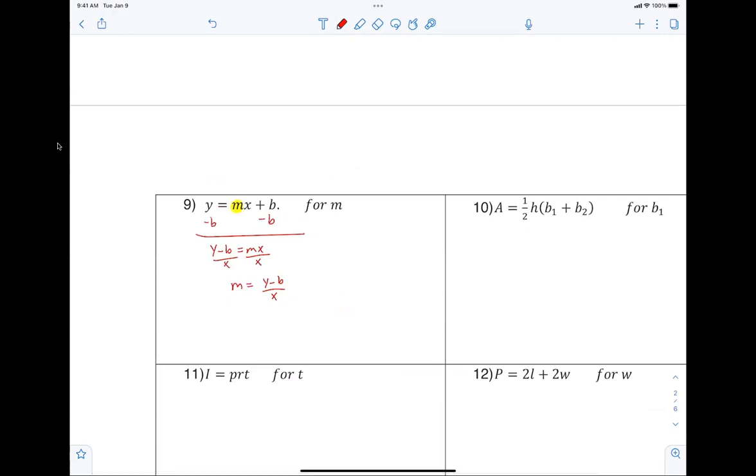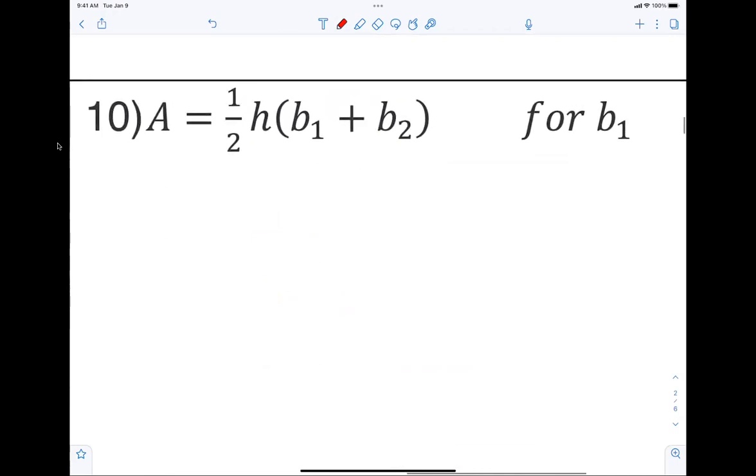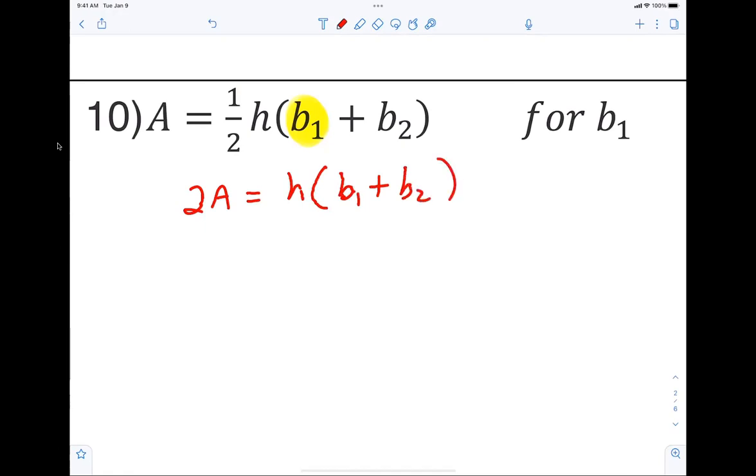So let's do a tough one. Number 10, we're going to solve for b1. Again, we're just trying to go backwards. So what do I need to eliminate first? The half. How do I eliminate the half? Go ahead, Jocelyn. And what's the reciprocal? 2A. So let's let Jocelyn do it. 2A is equal to b1. Right, so now what do I have to do?